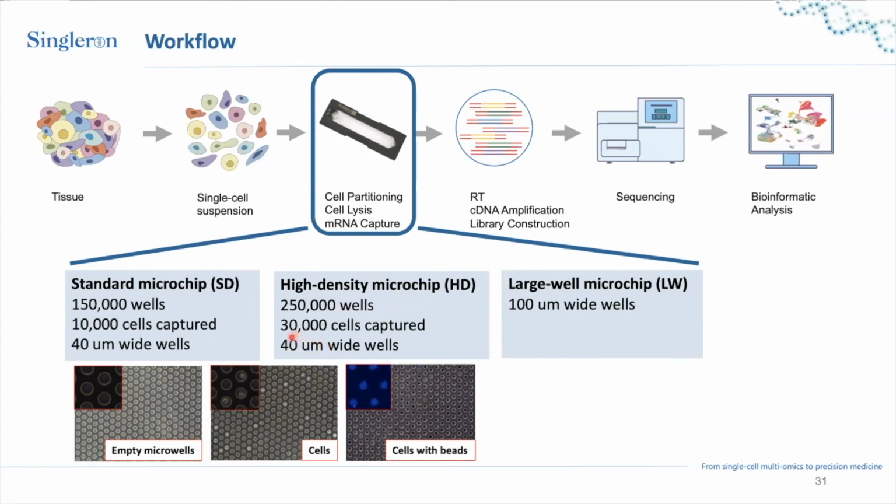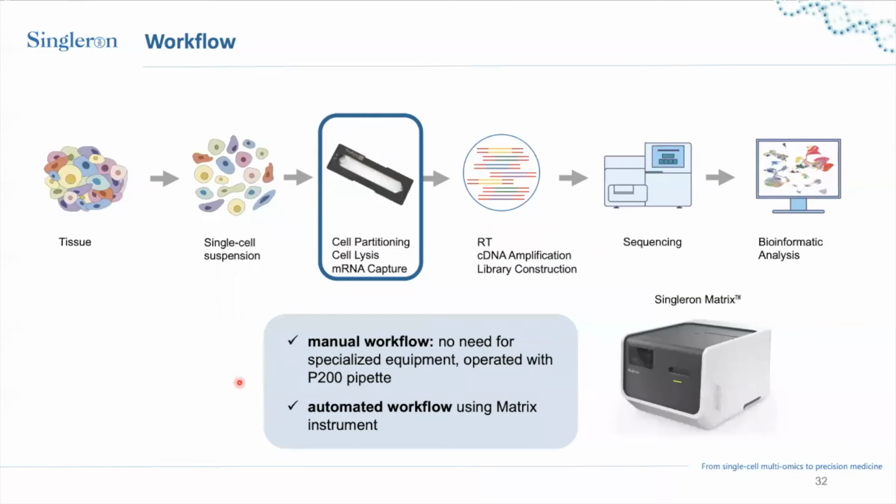And they are 40 microns in size. But if you're dealing with the different cell types that I described earlier, we also have a third option: larger wells that you can work freely with. And again, this is the same image I described earlier. The next step is cell partitioning.